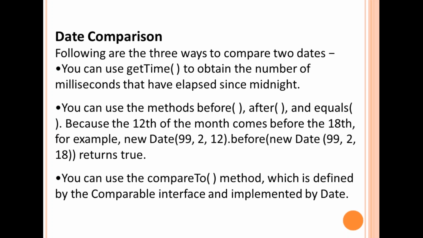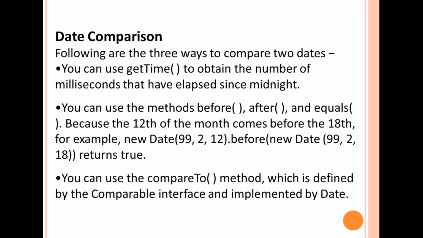Date comparison. Following are the three ways to compare two dates. You can use getTime to obtain the number of milliseconds that have elapsed since midnight. You can use the methods before, after, equals. For example, new Date(9/9/212) before new Date(9/9/218) returns true. You can use the compareTo method, which is defined by the Comparable interface and implemented by Date.